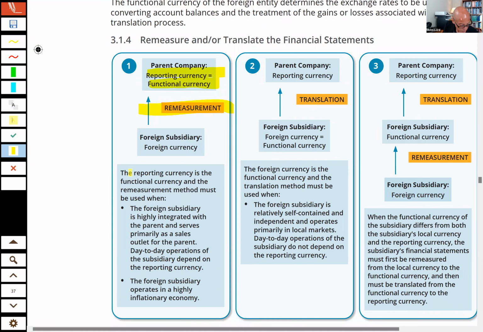So what happens? The reporting currency is the functional currency, and the remeasurement method must be used when, notice they tell us, day-to-day operations of the subsidiary depend on the reporting currency. Well, in our little example, if the English company is doing most of its business in the US, then their day-to-day operations do depend on the reporting currency, the US dollar, right? I'm just showing you the example that we talked about in the context of more generic language that you might see in a question.